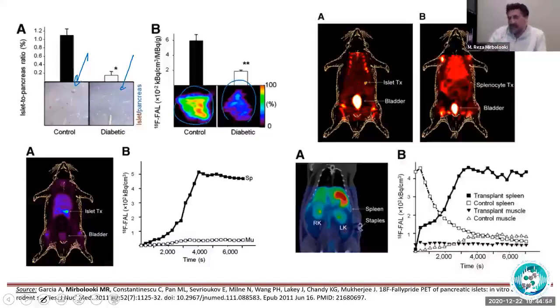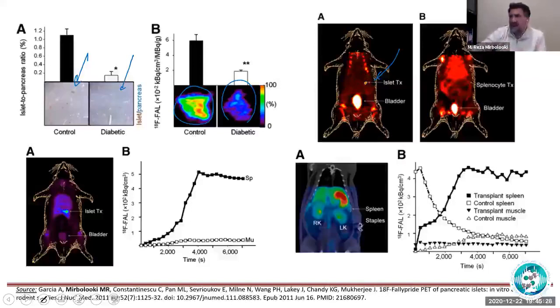Then the next question was, can we monitor the transplantation of the pancreatic islets into the rat's body? We did it in three different ways. The first way, which you can see here, we isolated these pancreatic islets from rats. Then in vitro, we incubated them with fallypride, then washed them, and then injected the pre-labeled islets with the fallypride.